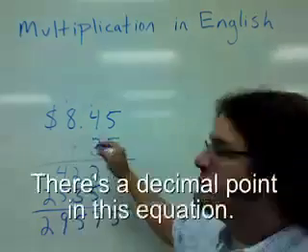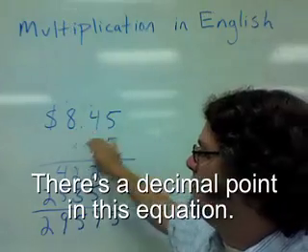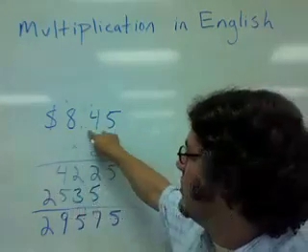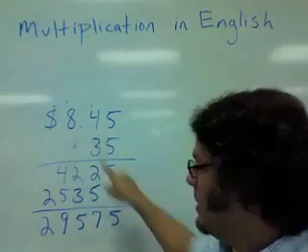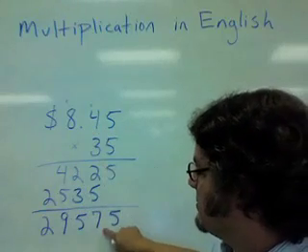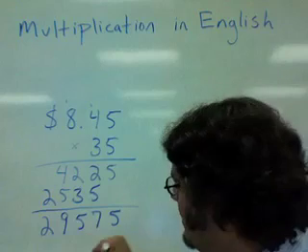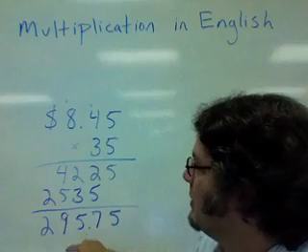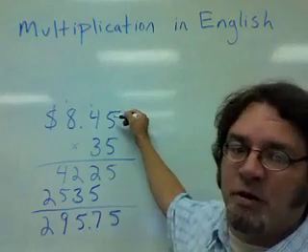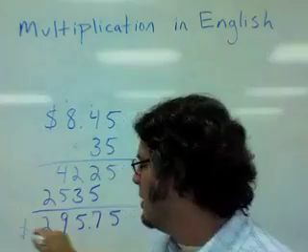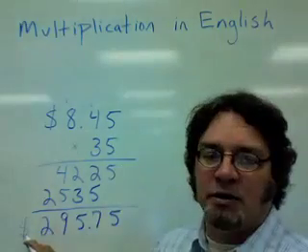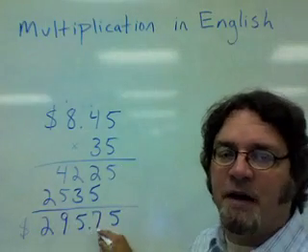And then there's a decimal point in this equation. So it's over 2 spaces from this side, 1, 2, and you just bring the decimal point over 2 spaces here. So your answer for $8.45 times 35 is $295.75.